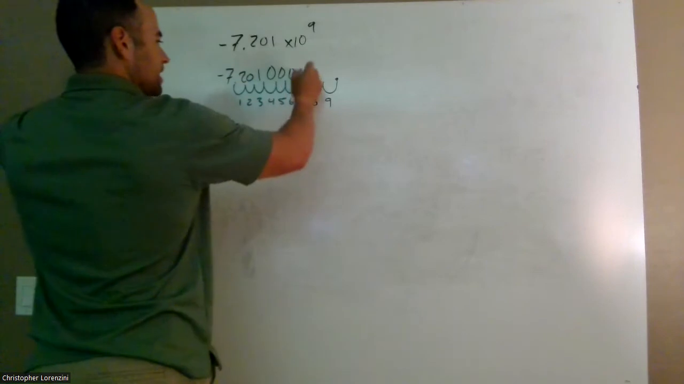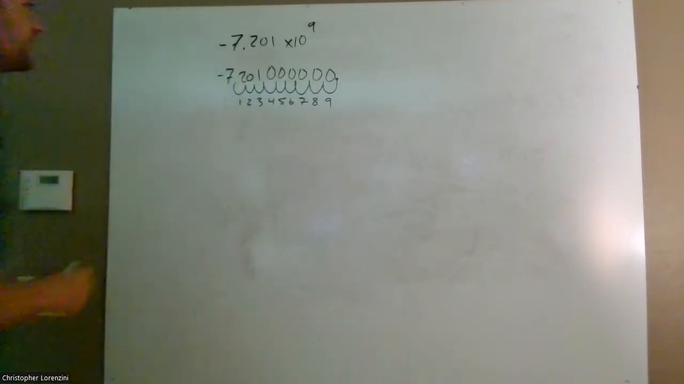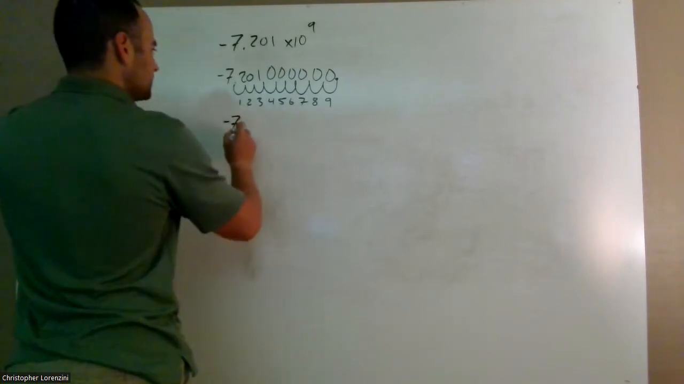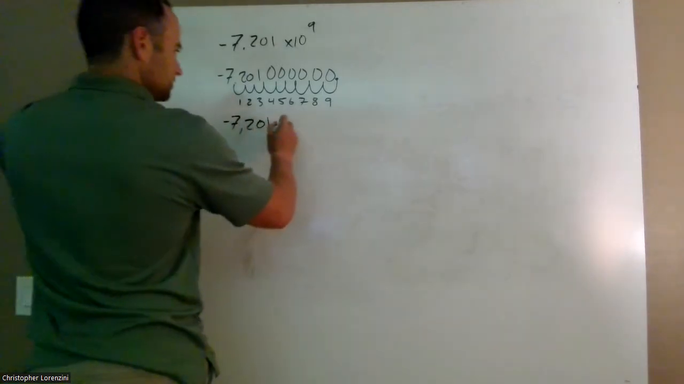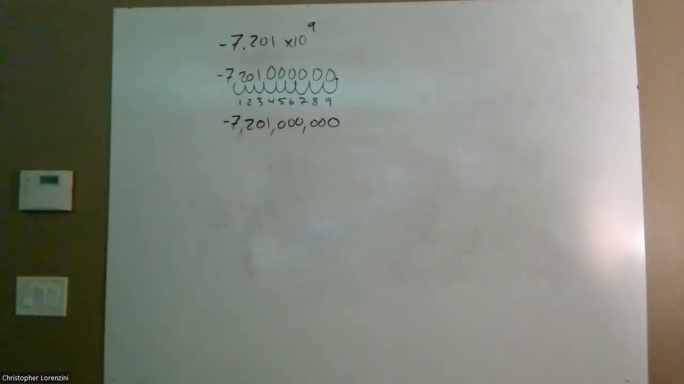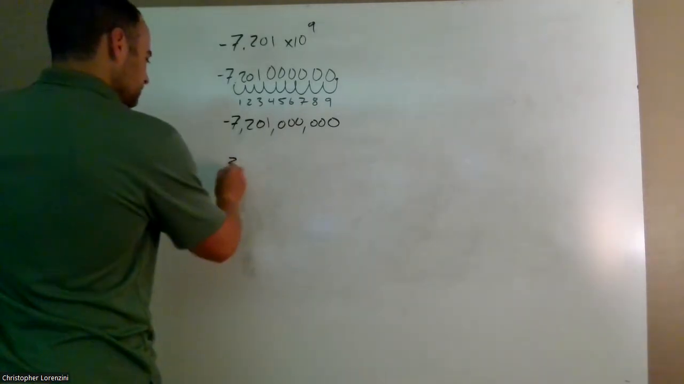Everywhere I see a little gap, I'm going to plug in a 0. So negative 7.201 times 10 to the 9th will be equivalent to negative 7,201,000,000. And then we'll do one more with the negative exponents.